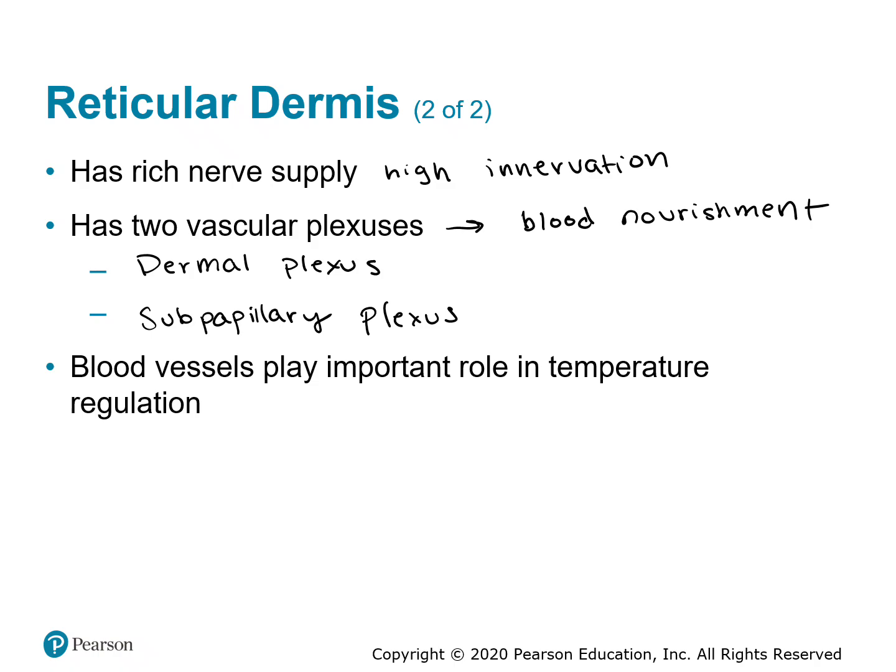Your blood vessels play an important role in temperature regulation. The more open your blood vessels are, the more blood is passing through, the hopefully cooler you will get. The more constricted your blood vessels are, the less blood passing through, you are losing less heat. Okay? So constricting your blood vessels keeps you warm.